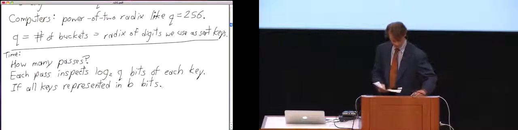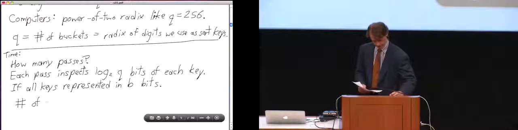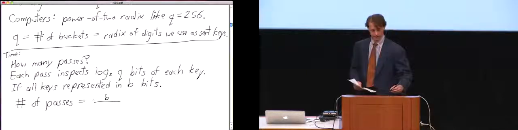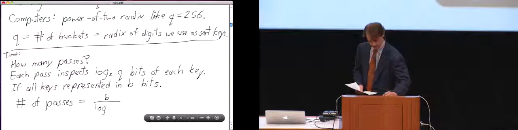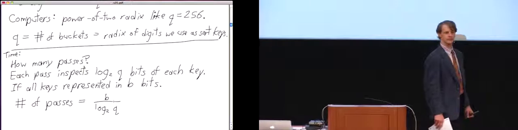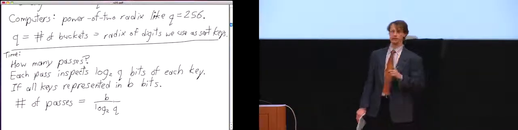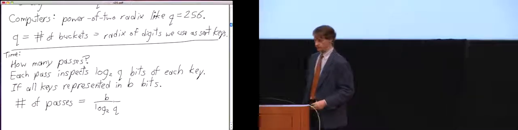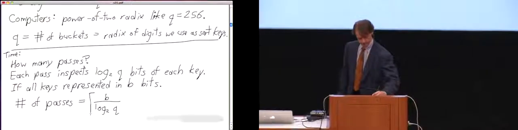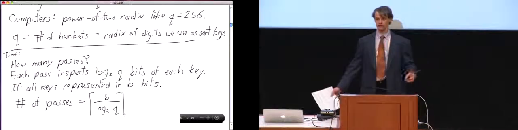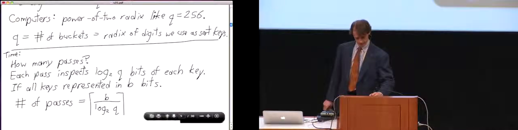So that means that the number of passes of bucket sort you have to do is equal to the number of bits divided by the number of those bits that you can inspect in one pass of bucket sort. Now, you can't do a fractional pass. You can have fractional bits, but you cannot do a fractional pass of radix sort. So you have to take the ceiling of this, which means we round it up to an integer, because you can only do an integer number of passes of bucket sort.